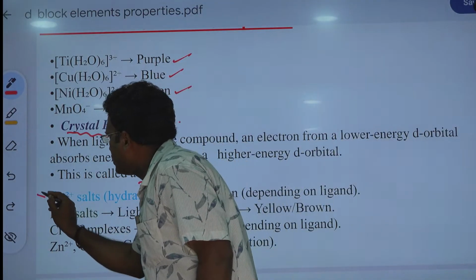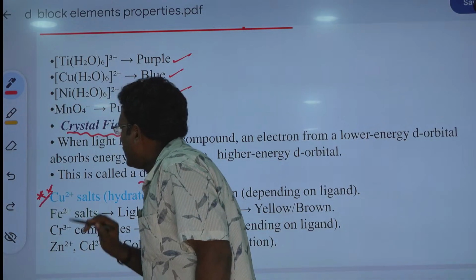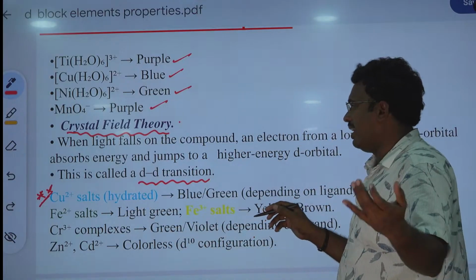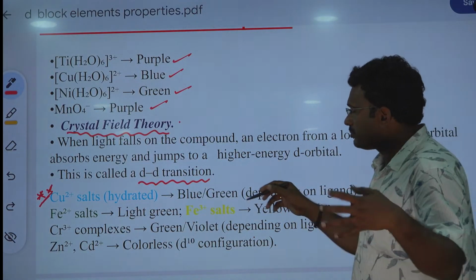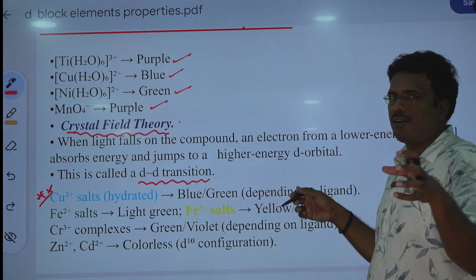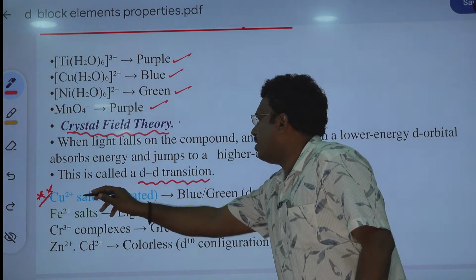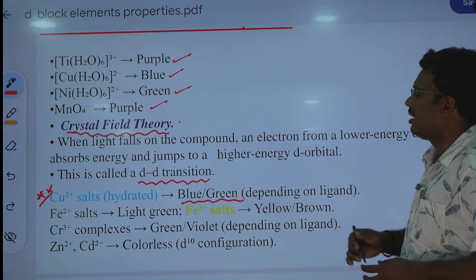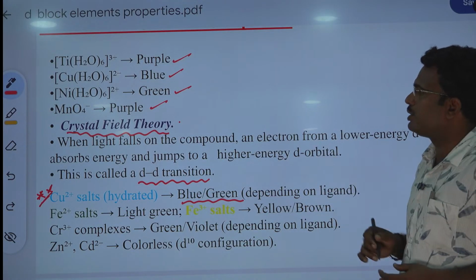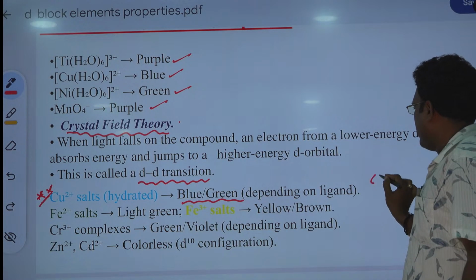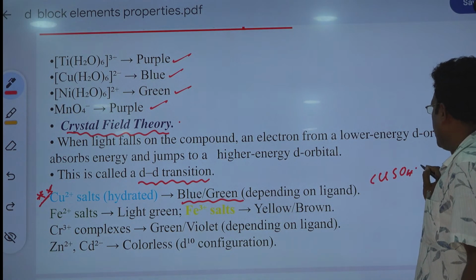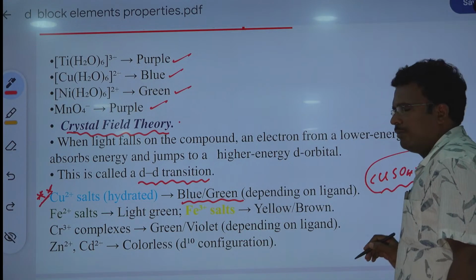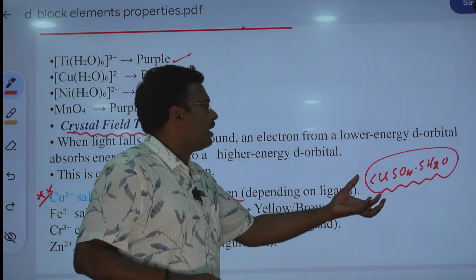A very important question in the NEET and IIT exams: the Cu+ salt, dried copper salt, is colorless, but hydrated Cu2+ is blue or green. Why is this compound colored? Because of the Cu2+ ion in hydrated form, copper sulfate CuSO4·5H2O, where five water molecules are coordinated around the copper metal. This is copper sulfate, blue in color.